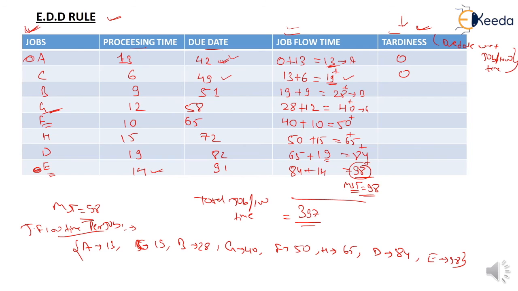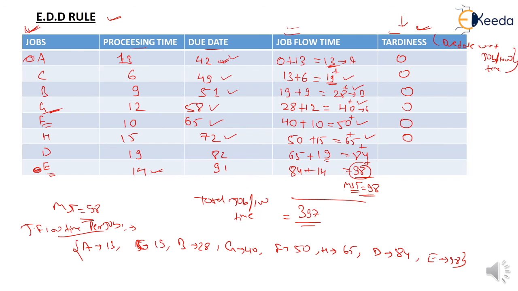Similarly, for job B the job flow time is 28 and 51 is the due date. Before the due date our job is completed, so tardiness is 0. Similarly, for G the job flow time is 40 and the due date is 58, so tardiness is 0. Here the job flow time is 50 and the due date is 65, so tardiness is 0. Here 65 is the job flow time and 72 is the due date. Similarly, the tardiness is 0 because the job is completed before the due date.